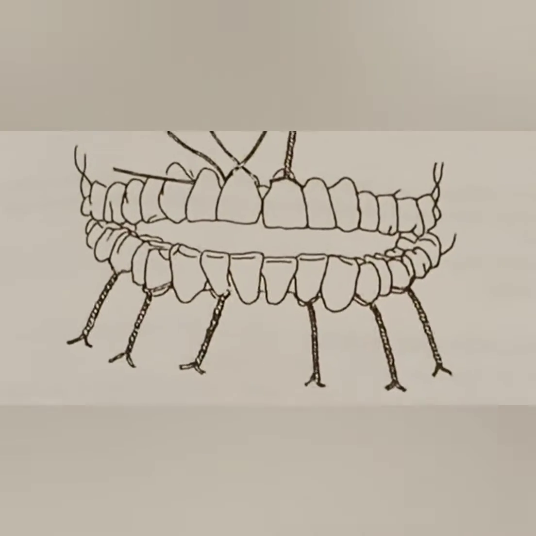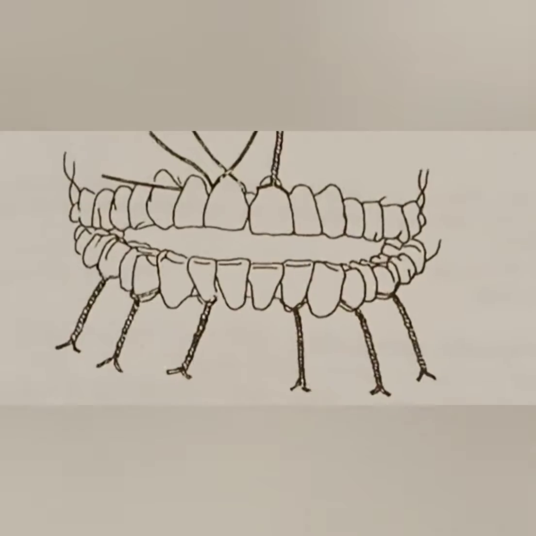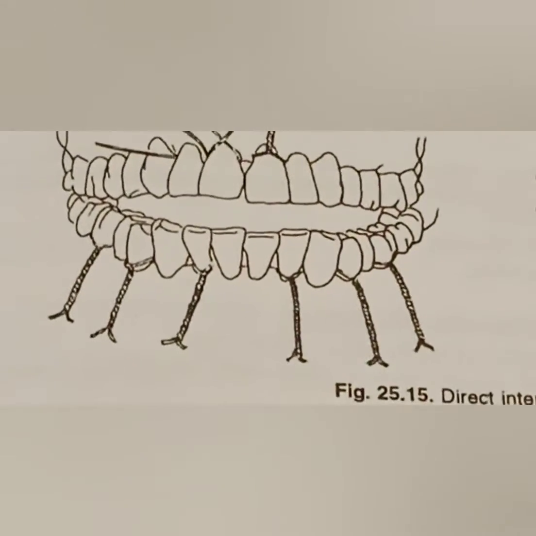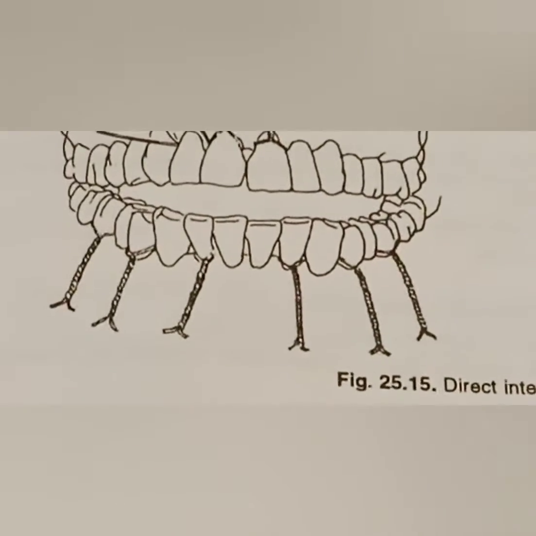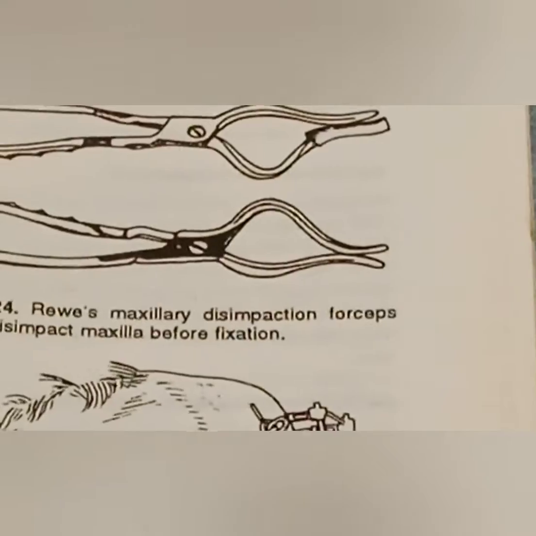Now, what are the other lines of treatment which you use in the Le Fort 1 fracture? So Le Fort 1 fractures have open reduction and closed reduction. So what is open reduction and closed reduction?